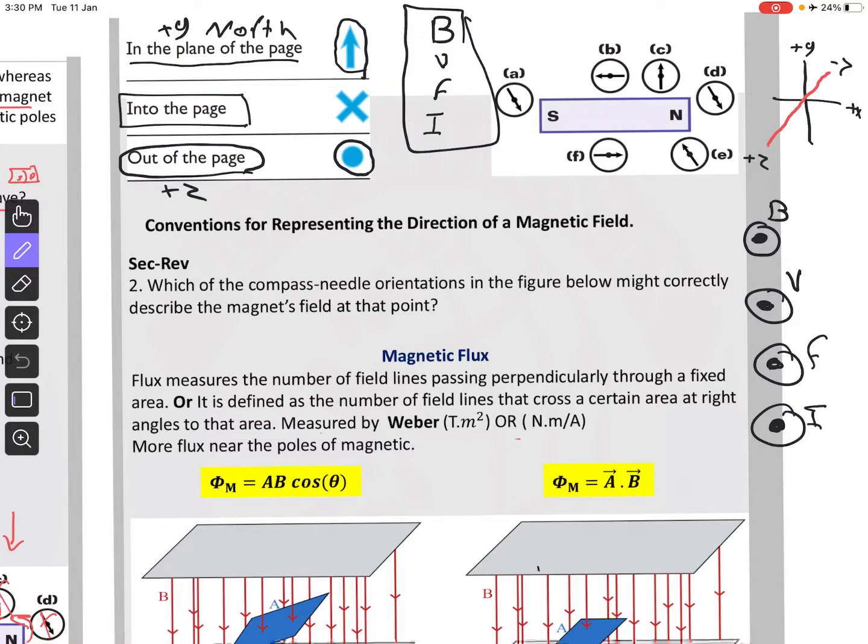And into the page means it's going directly into the screen. This into could be field, force, velocity, or current. It doesn't matter. When you see a cross, and beside the cross it's written B, it means the field is going into the page. If you see force beside the cross, it means the force is going into the page. Into the page, in other words, we can say negative Z. Okay? This is so important. Try to remember them. For the next section, we're going to use it for applying direction.